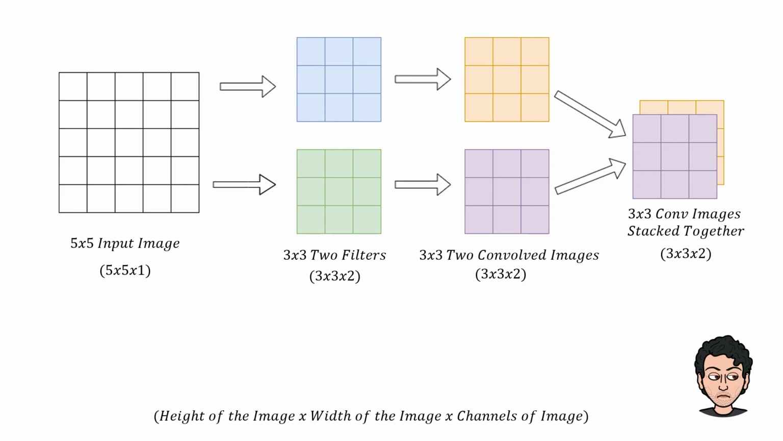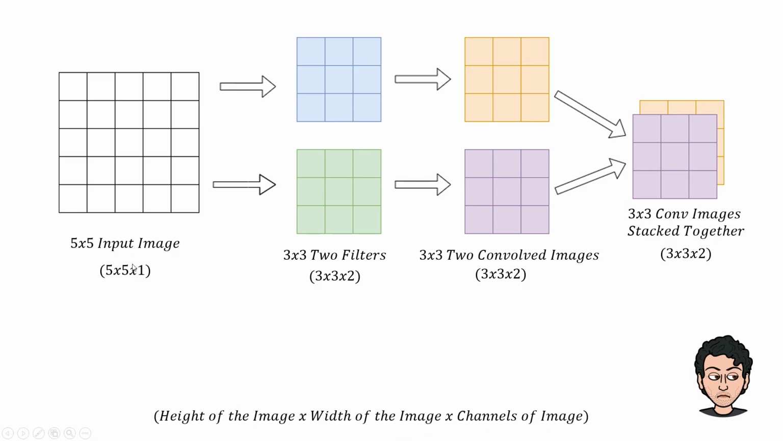So the number of filters is considered as the number of channels. Many people try to consider it as the number of channels. As the depth of those channels increases, it is completely on the basis of the number of filters. As the number of filters increases, the convolved images will be stacked together. So height of the image into width of the image into channels of the image.